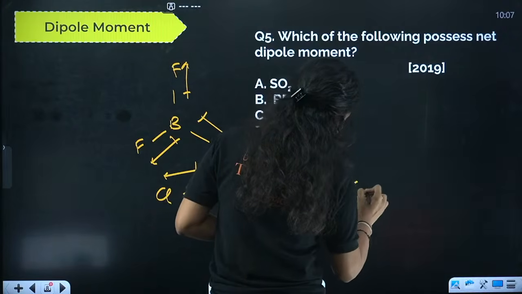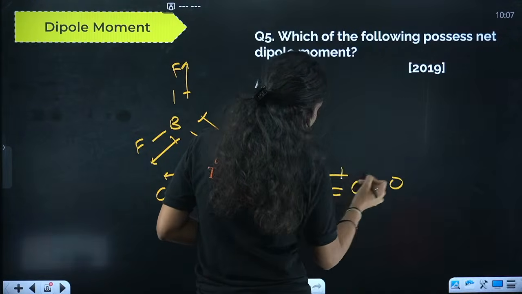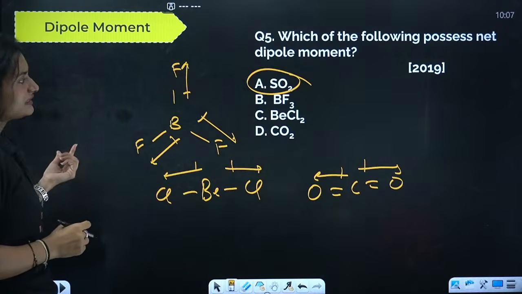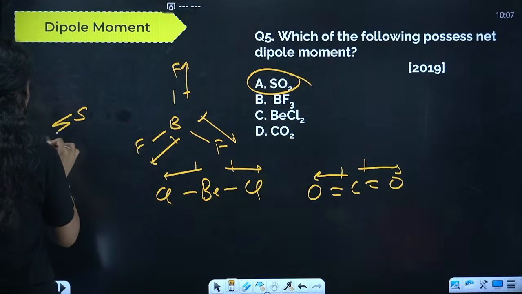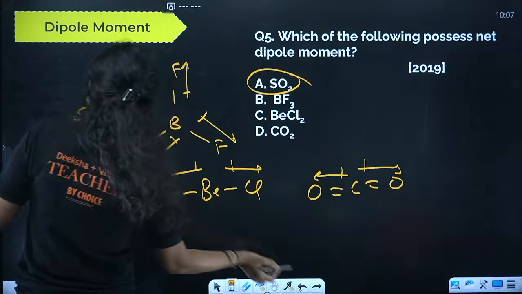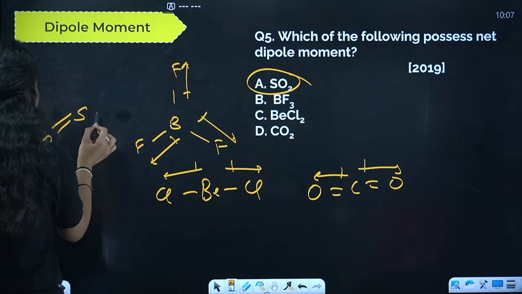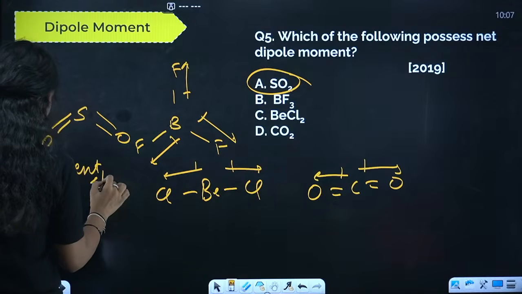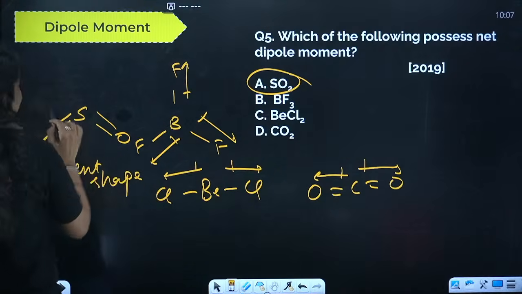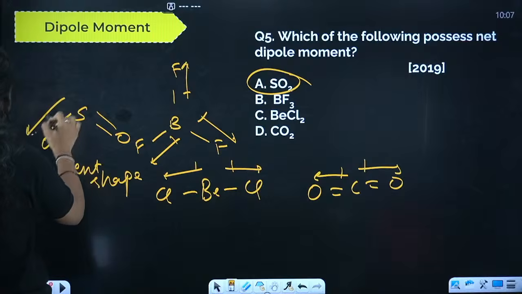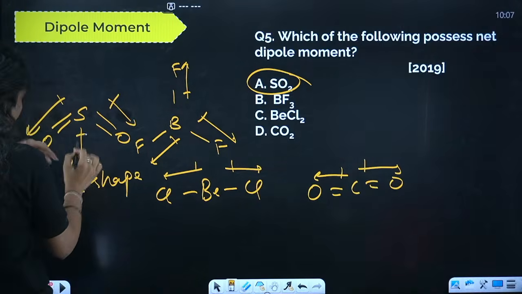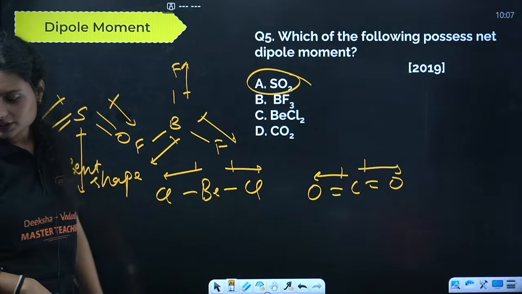CO2 is also linear, so again the dipole moments cancel out. Only one is correct: SO2. Why? Because SO2 does not have a linear shape. SO2 has a bent shape, and due to its bent shape it has some dipole moment, because the dipoles do not entirely cancel each other. There is some net dipole moment. Clear?